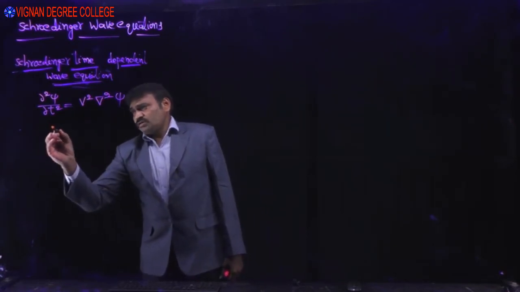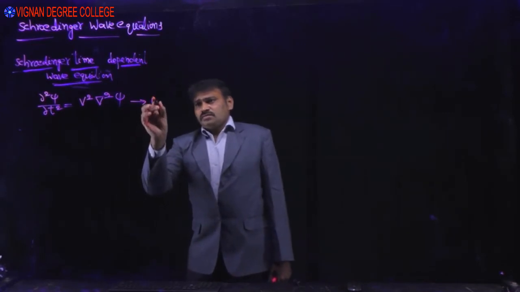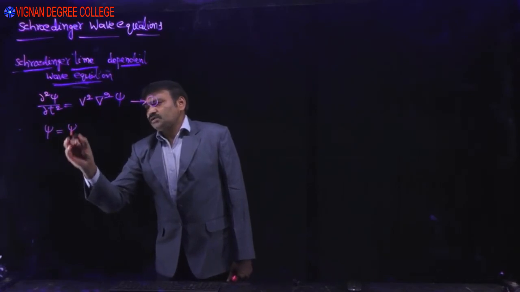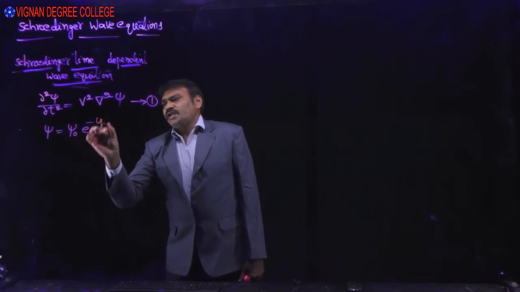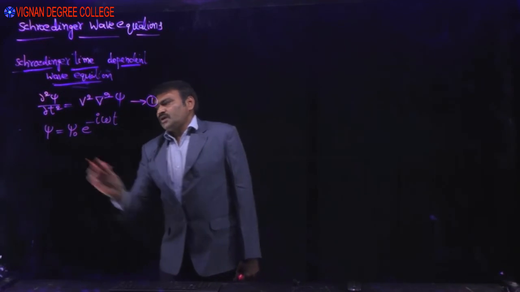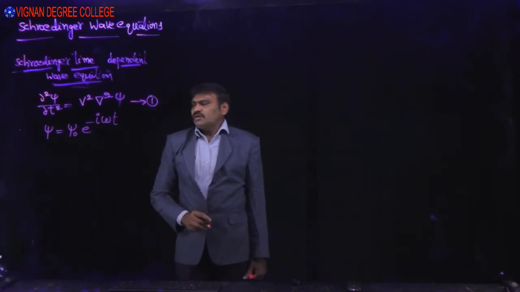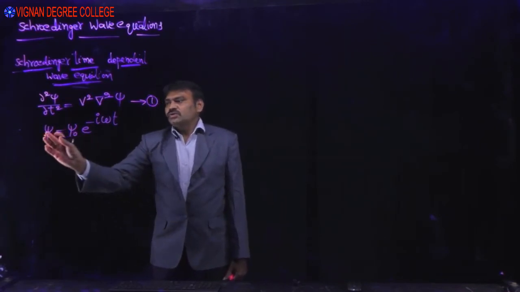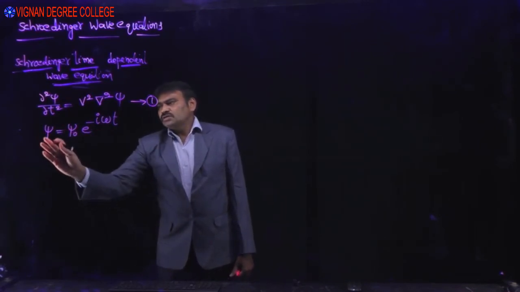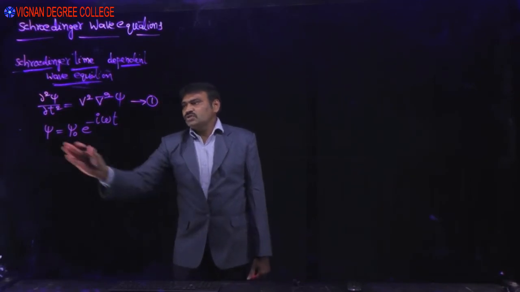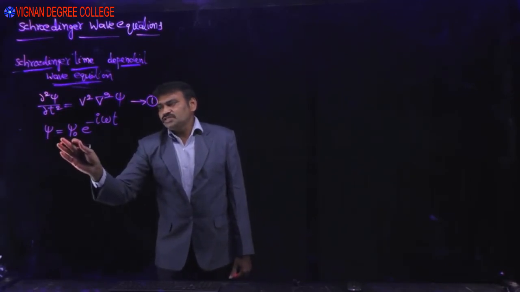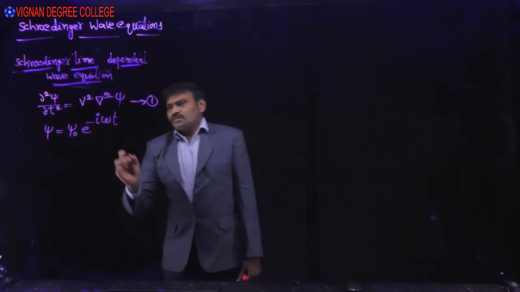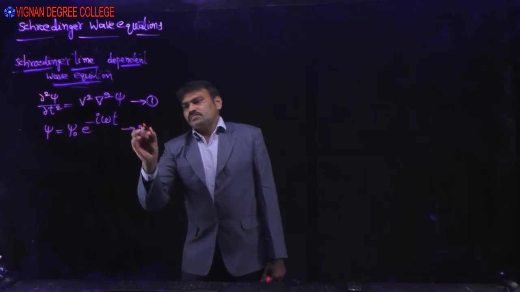The solution of equation 1 is in the form of ψ = ψ₀ e^(−iωt). Here ψ is a complex function having space coordinates x, y, z and also time t. So this is a time dependent wave equation. The solution is assumed to be ψ = ψ₀ e^(−iωt). This is equation number 2.